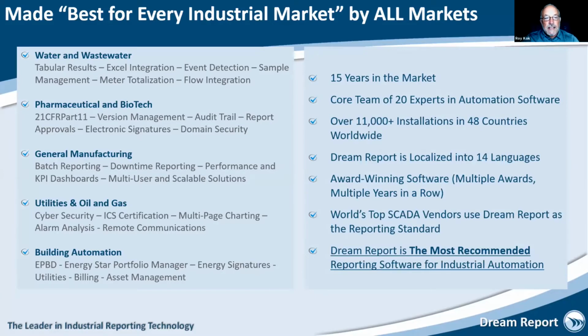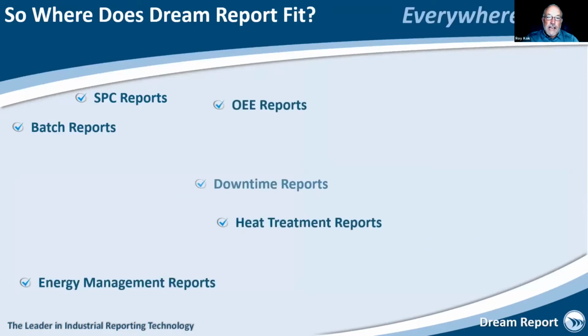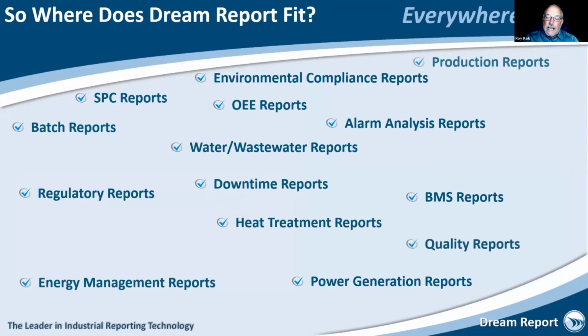Pharmaceutical and biotech is next, but general manufacturing takes up a large part of our business where we do batch reporting, downtime reporting, all kinds of KPI dashboards. Dream Report has been tailored through the 25 or so releases to perfectly fit every vertical market that you might be in. And at this point, it's the most recommended and resold software on the market for industrial reports and dashboards. What kind of applications are we doing?